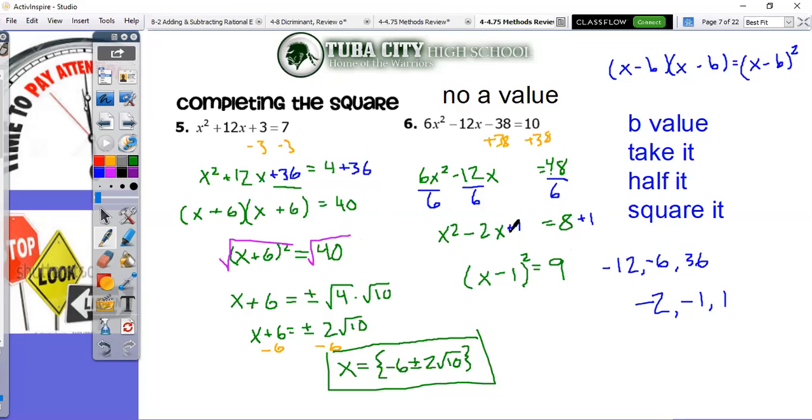Now I need two numbers that multiply to positive 1. Negative 1 times negative 1 is positive 1. To get my middle number, negative 1 combined with another negative 1 is negative 2.